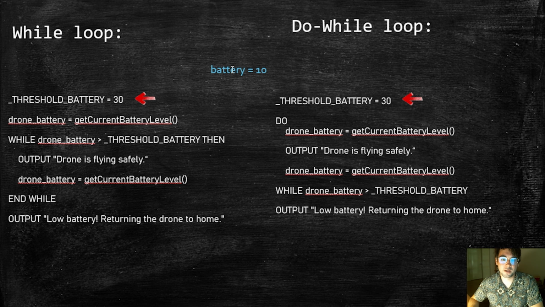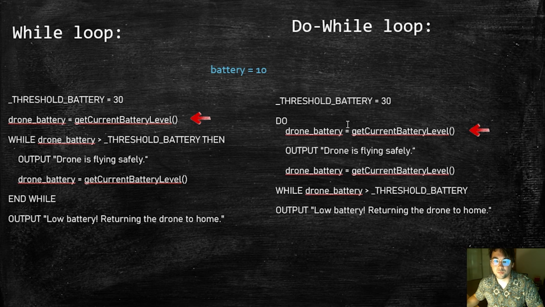Stepping through the first line, they're the same for both loops. We're just setting that threshold battery to 30. Going to the next line, we're getting the current battery level in the while loop, and throwing that into the drone battery. Whereas in the do while loop, we've already entered that loop body, because the conditional check statement only happens at the end.